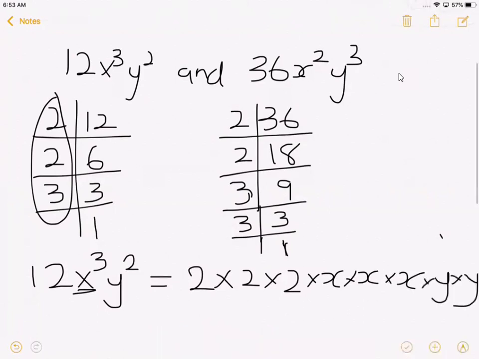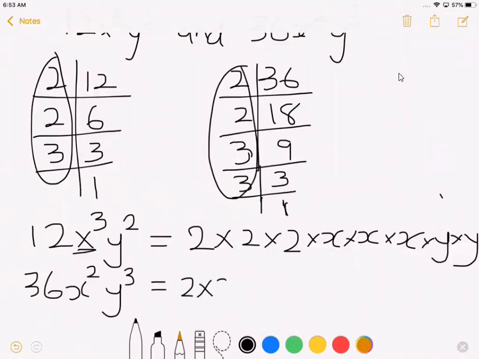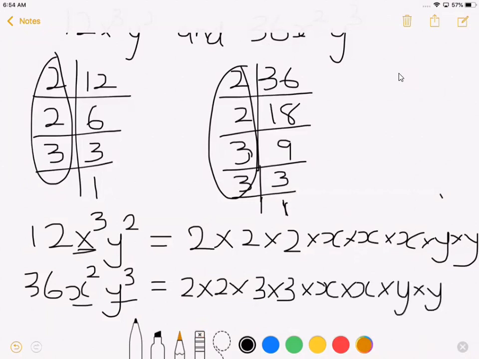Then 36x squared y to the power of 3 is equal to, from there you get 2 times 2 times 3 times 3, and how many x's? I've got 2 x's, times x times x, and how many y's? I've got 3 y's, times y times y times y.